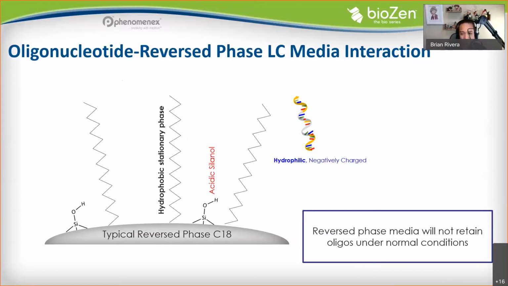Of course, this is very straightforward with a hydrophobic compound, but with oligonucleotides you have something that is relatively hydrophilic, and it is also negatively charged. And with any silica-based material, at least, you're going to have some acidic silanols. Those can have a propensity to electrostatically repel an oligo, which already does not want to retain onto that hydrophobic C18 or alkyl chain type of stationary phase. So really, in short, reverse phase media simply does not retain oligos under normal conditions.